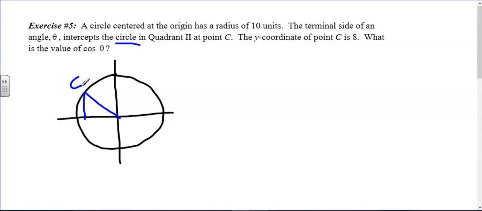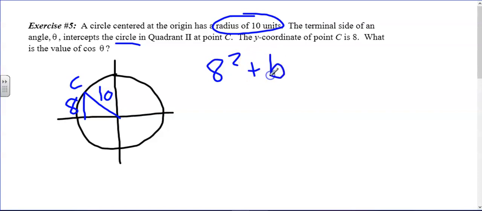The y coordinate is 8. Y goes up and down. So this side of the triangle is 8. What other information did they give me? The radius is 10. Radius is from the center to the circle. So that's going to be my hypotenuse. So it's the same thing we just did. We're trying to find the missing side first. And remember, the C value is the hypotenuse, which is 10.